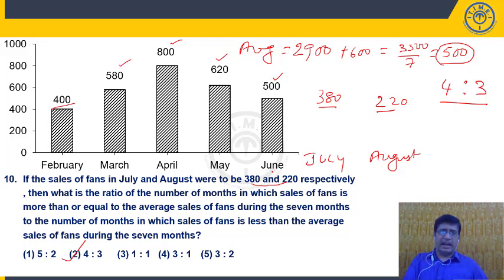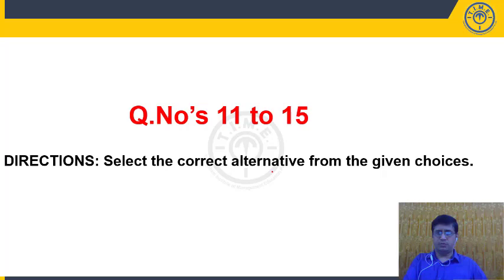First of all, find out the average. It is 500. In how many months are the sales more or equal to 500? It is 4 months. How many months is it less than 500? 3 months. So 4:3 is the ratio.